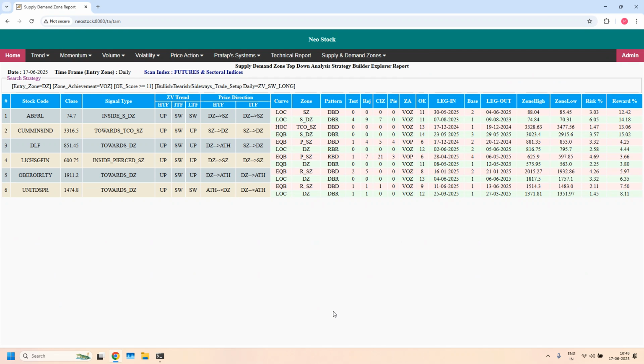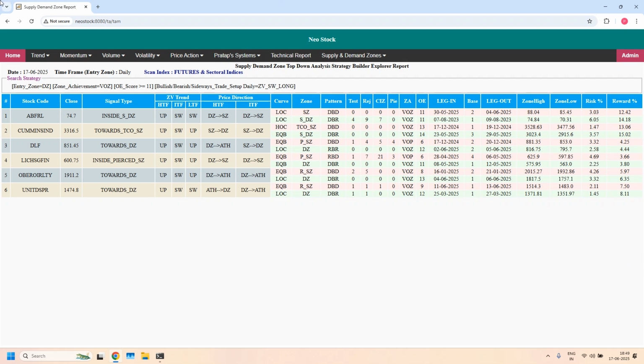We got 6 stocks supporting sideways long trade setup for monthly income trade, and entry time frame zones are daily demand zones. All these are daily demand zones. Some of these demand zones have already given you trades. So this one gave you already 9 trades. 9 times it has tested the zone.